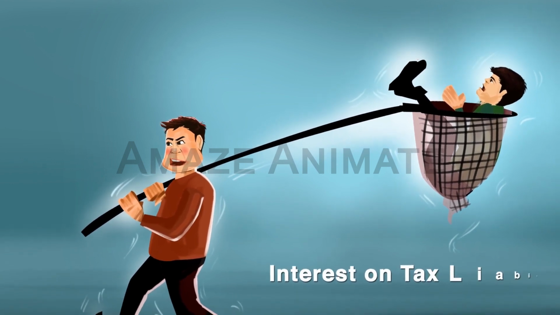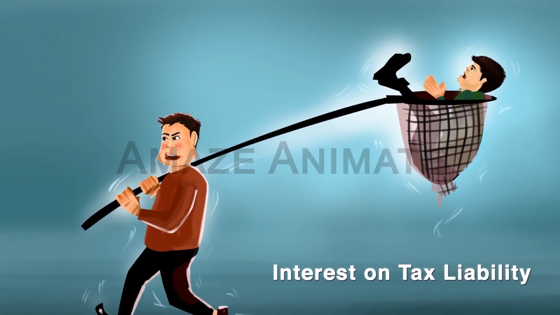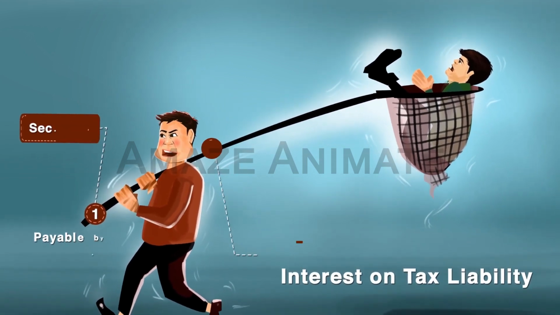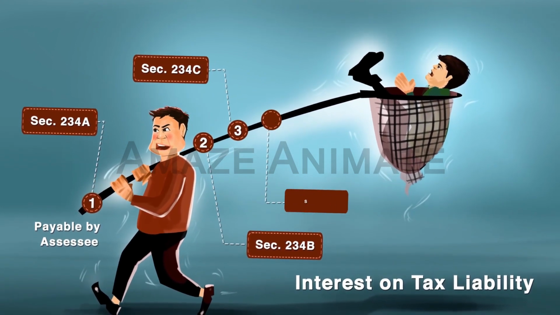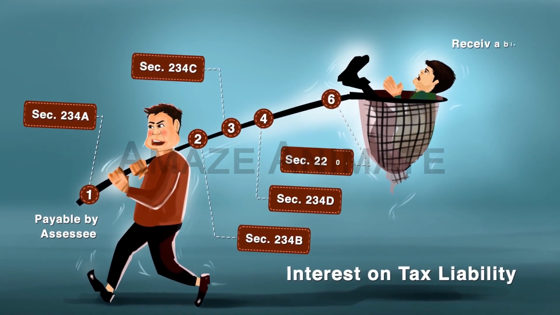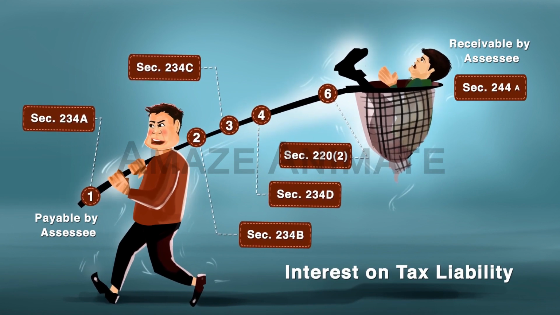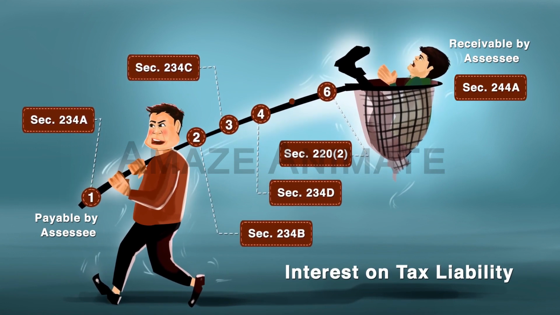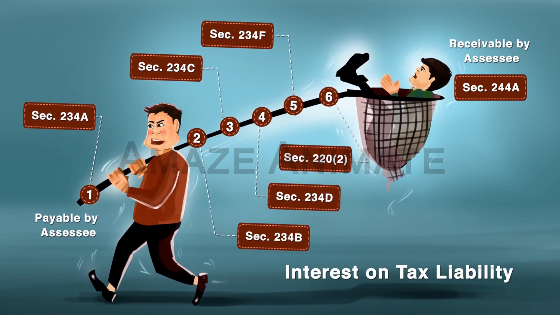Under the Income Tax Act, different types of interest are levied for various kinds of delays and defaults. Section 234A, 234B and 234C deal with interest levied for delay in filing the return of income, non-payment or short payment of advance tax, and non-payment or short payment of individual installment or installments of advance tax, and section 234F deals with penalty for late filing of income tax return.